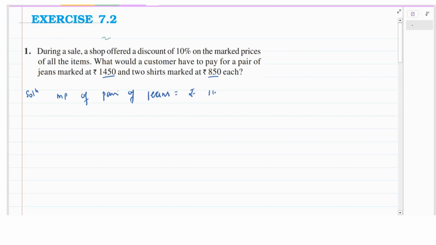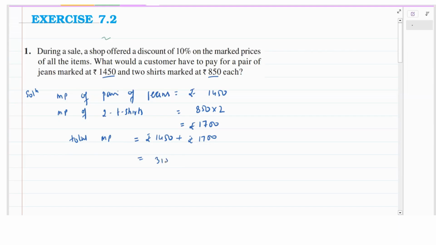It is rupees 1450. And the mark price of two t-shirts, because he has bought two t-shirts. So one is 850, so for two t-shirts it is 1700. So the total mark price is rupees 1450 plus rupees 1700. And this is nothing but 3150.